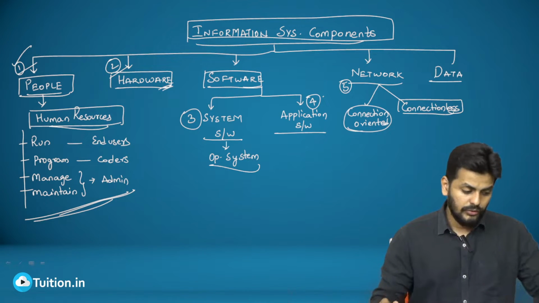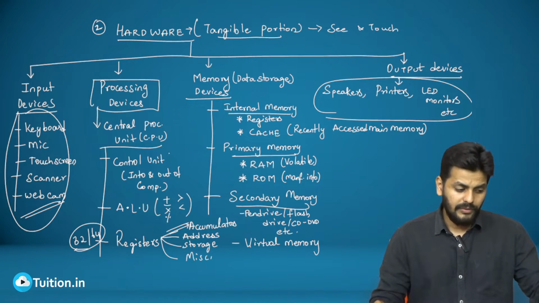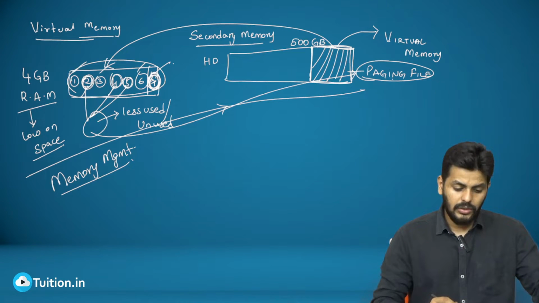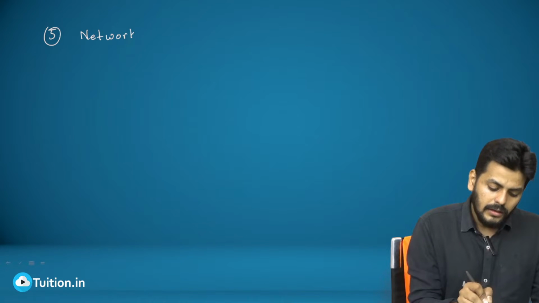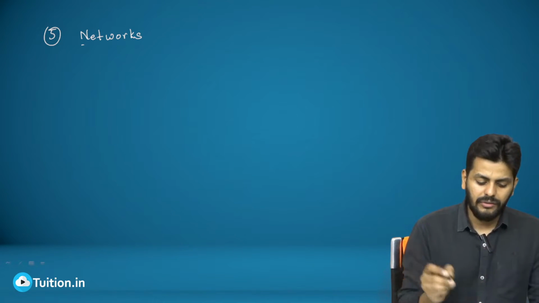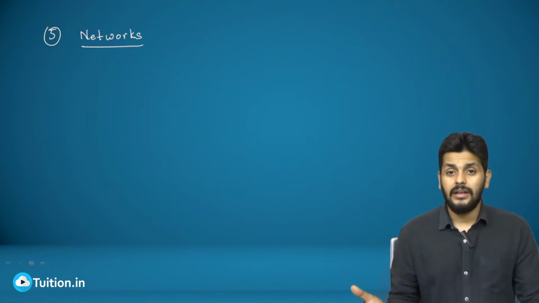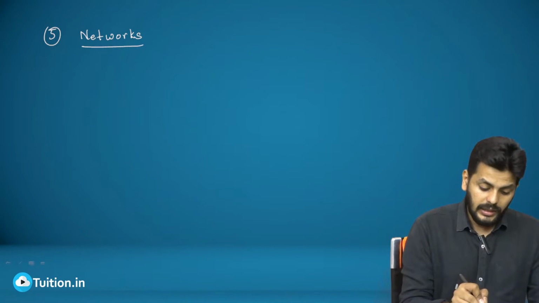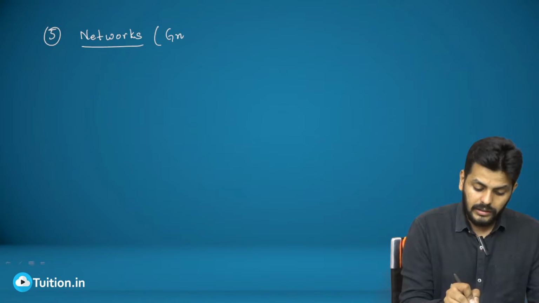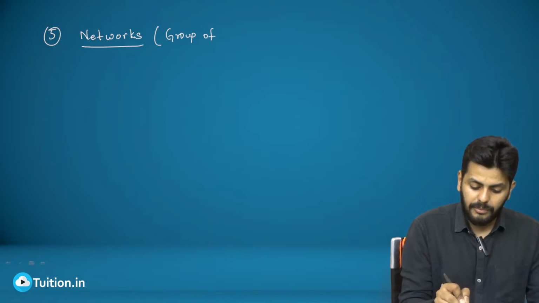I will take you through some of those words now. I hope everybody has understood what people are, what hardware is, and what software is, and now let us talk about a quick insight on the term networks. Networks are a very important part of today's communication, because if networks were not there, you would not be able to communicate. A network is nothing but a group of computers.